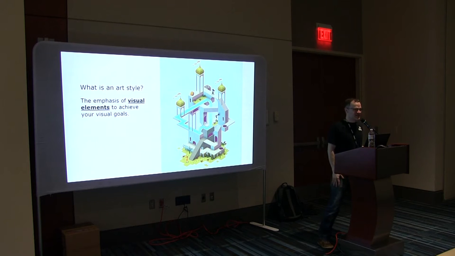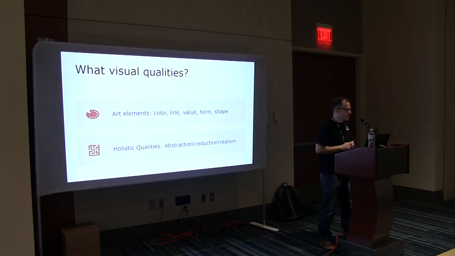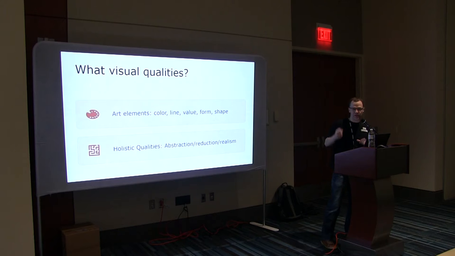Right? Gradients are awesome. So what is an art style? It's the emphasis of visual elements to achieve your visual goals. What are some of these qualities, some of these elements? And we'll come back to those goals. I didn't mean to leave that kind of hanging there. What are some of these visual qualities that we can control? Well, you have these very traditional art elements: color, line, value, shape, form. There are others that are more informing in a traditional 2D art world that I have culled. But these are really awesome art elements and powerful ones. Then we have these holistic qualities that cast across those art elements, such as abstraction, reduction, and realism.